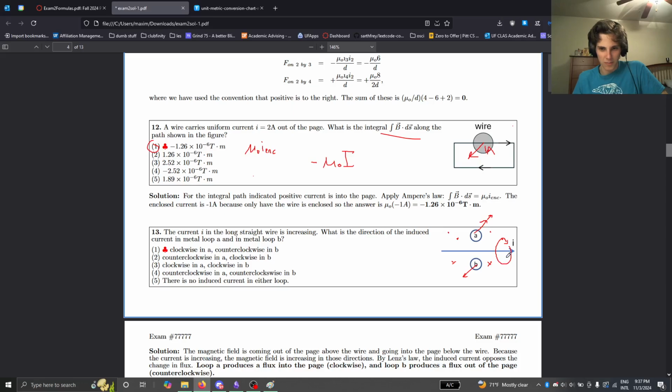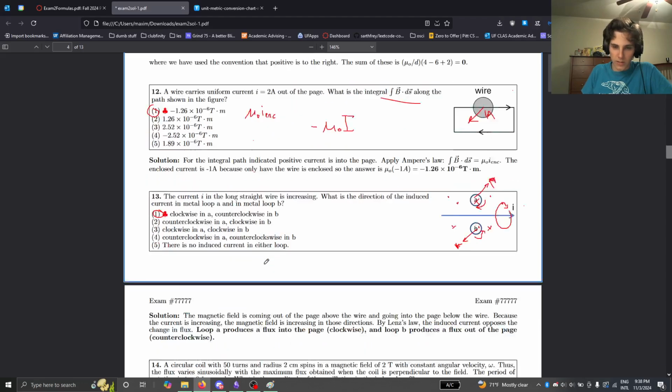Wait, or was it the other? My drawings. Maybe I should be using dots and stuff. It was coming out of the board. It's coming out of the board a little bit more now since it's increasing. Here was going into the board. It's going into the board a little bit more now because it's increasing. And B wants to go out of the board a little bit. A wants to come into the board a little bit to cancel this part out. So if B wants to go out of the board, then it has to induce a counterclockwise current. And if A wants to go into the board, it wants to induce a clockwise current. So hence this one.